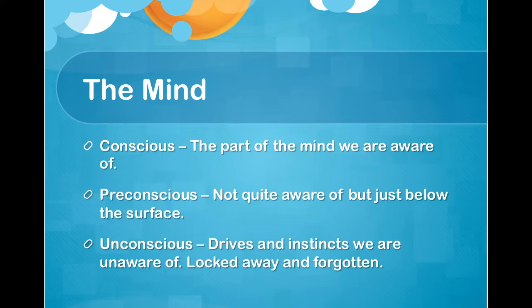Right. To start then, we'll look at the mind. Sigmund Freud had this idea that the mind had some different levels, and those levels he called the conscious, the pre-conscious and the unconscious. The conscious part of the mind, that is us now. You must have heard of the term consciousness. That's us, what we're aware of, the world that we're in now.